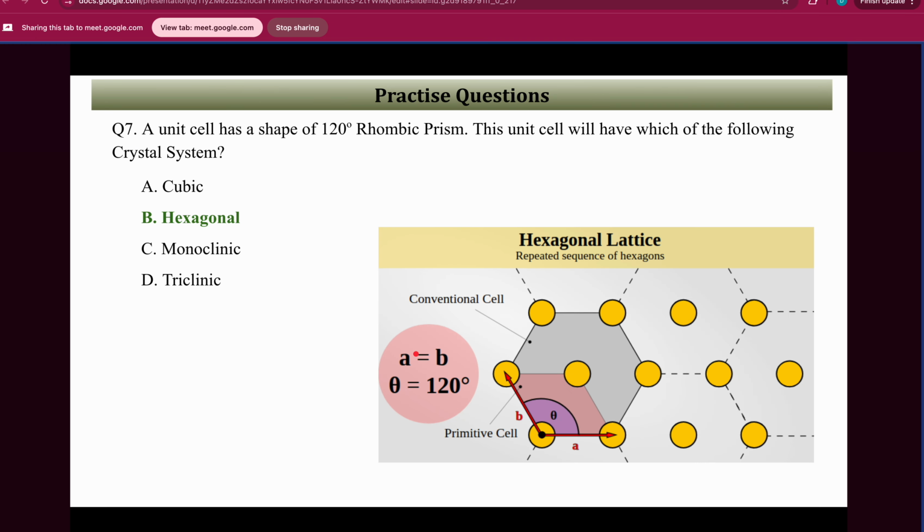Okay, now let's see. The right answer is option B, which is hexagonal. As we have seen in the previous slides also, if we talk about the 120-degree rhombic prism, another perception of watching it could be a centered hexagonal in which there is a point in the center. So its unit cell can also be hexagonal. That's why it is hexagonal. It can't be cubic because there is no possibility of cubic, and monoclinic and triclinic are also not possible. So hexagonal is the one which is possible in the case of a 120-degree rhombic prism.